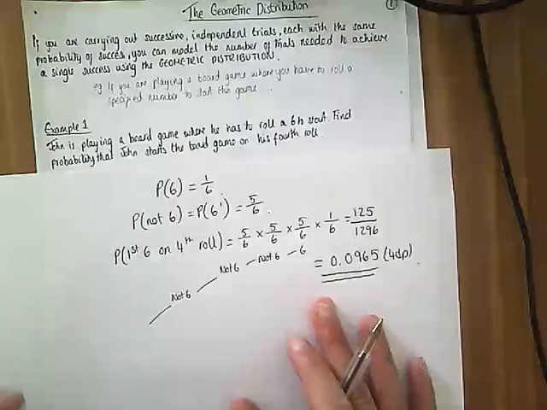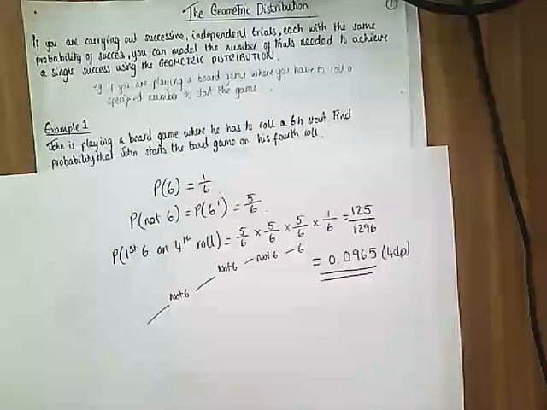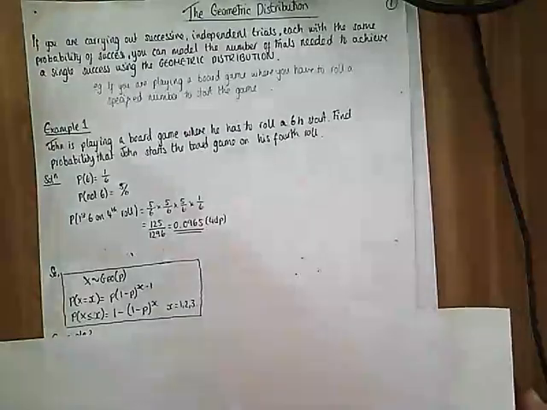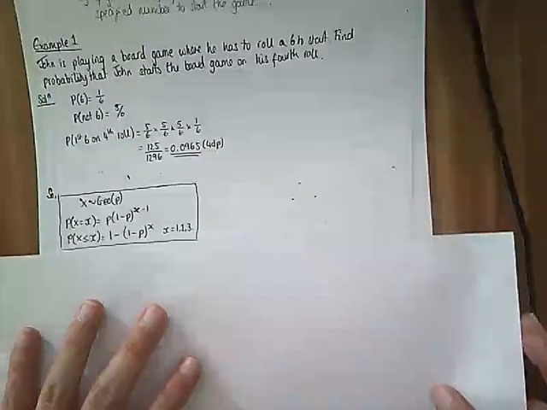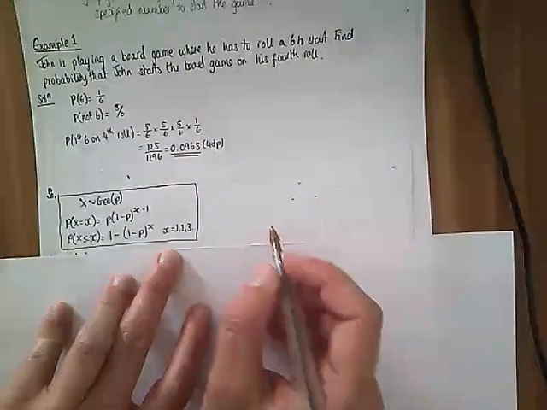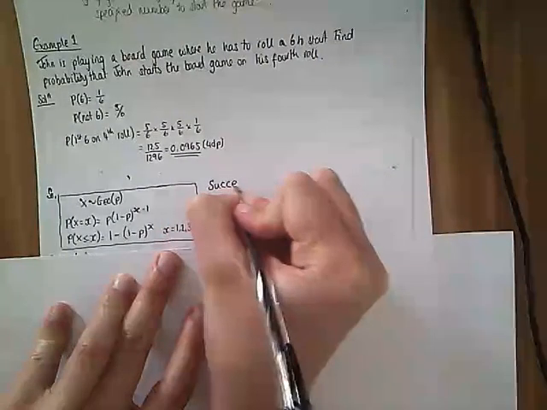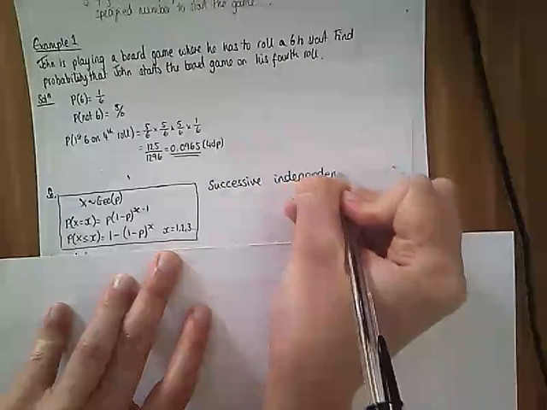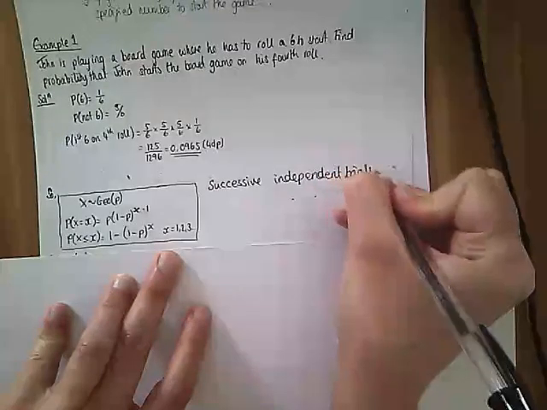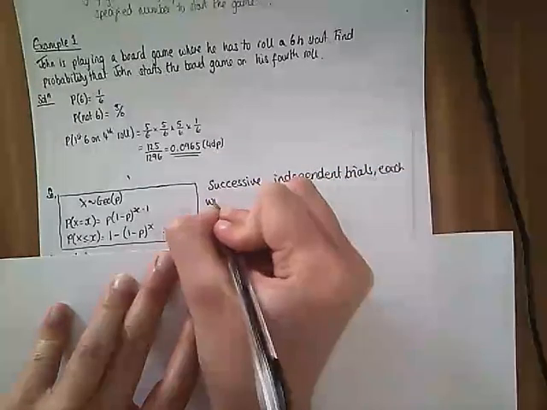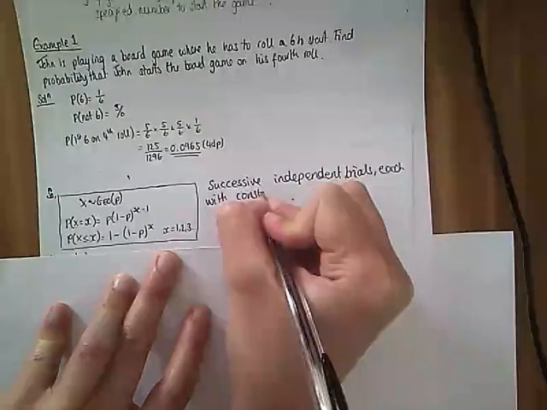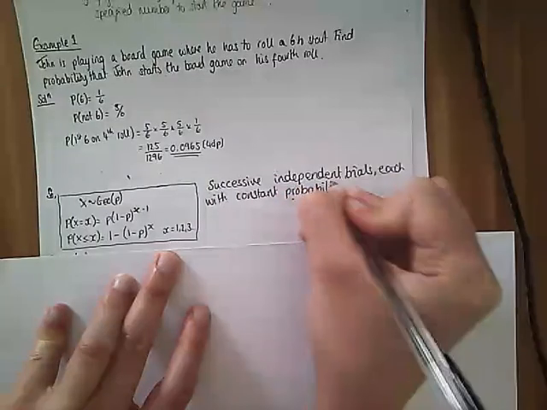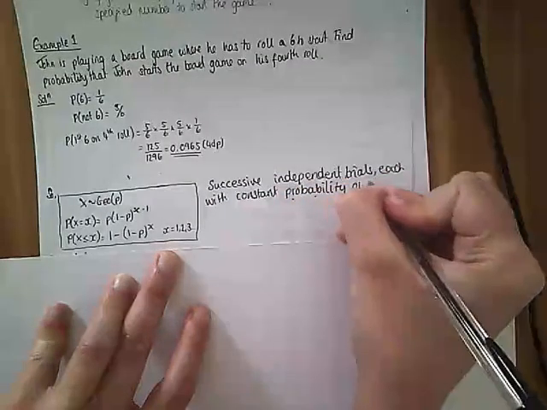But obviously we want to have a more succinct way to do it, and we do that via the geometric distribution. So here is the geometric distribution, and this is saying that if we have successive independent trials, each with a constant probability of success. That's important. These are assumptions that we'll be asked to talk about in our exam. So it's successive independent trials, each with a constant probability of success.